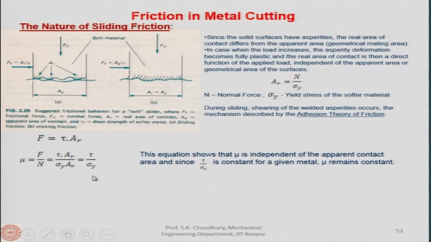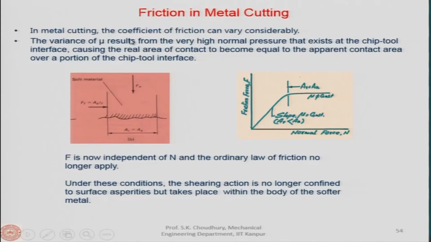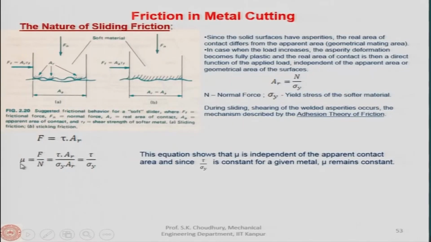And it remains sufficiently constant, because these are material properties. You take any material and for that particular material the shear stress and the yield stress values will be constant, they are not changing. Therefore, mu remains sufficiently constant, because it is only the ratio of tau and sigma y. Mu remains constant means F is proportional to N. Now, in metal cutting the coefficient of friction can vary considerably, whereas here we are saying that mu remains constant.